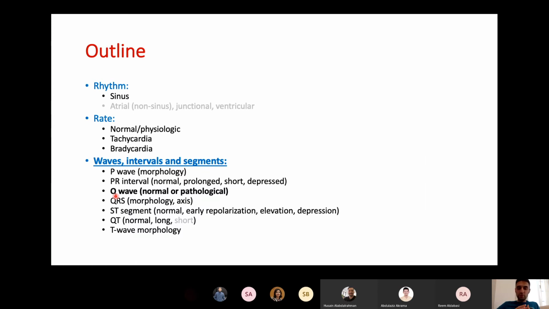So there are normal Q waves and abnormal Q waves, or pathological Q waves. Do you guys know what Q wave represents? First of all, what is the definition of a Q wave? Do you guys know?